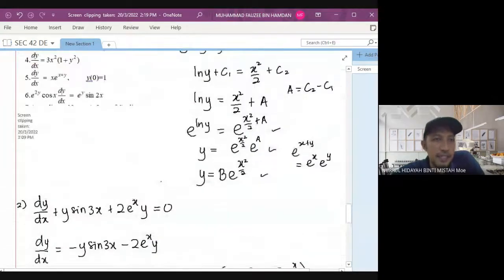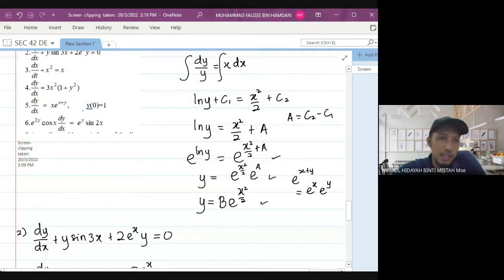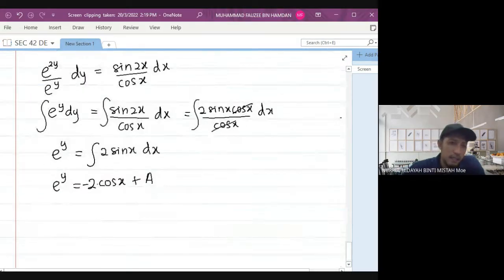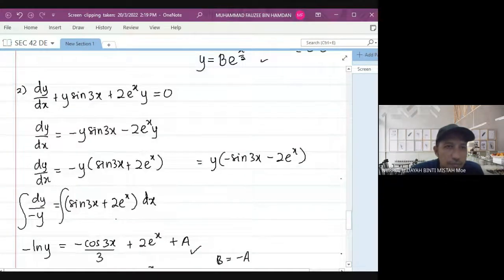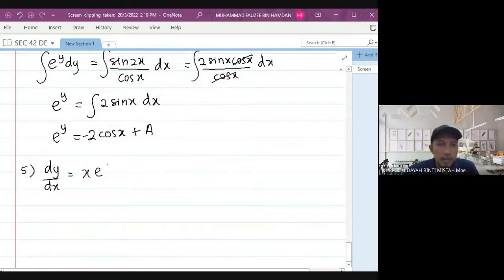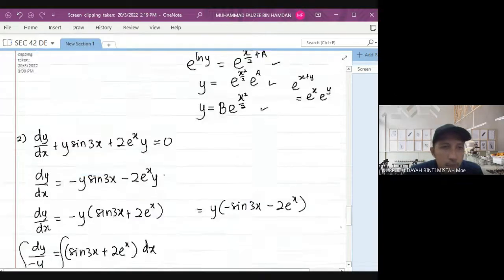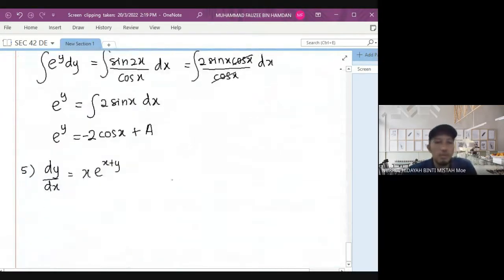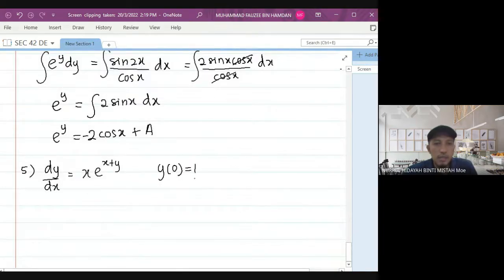Okay, so that is question number 6. Question number 5 is actually the hardest one. The new method. Question number 5, dy over dx is equal to x e to the power of x plus y, with the condition y(0) equal to 1. This is the question. So now, is it separable?